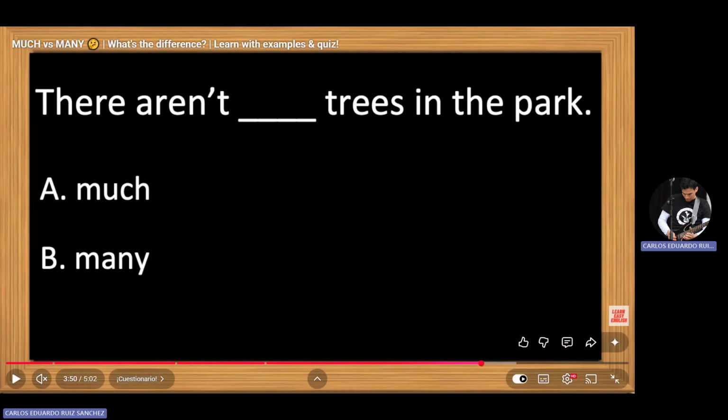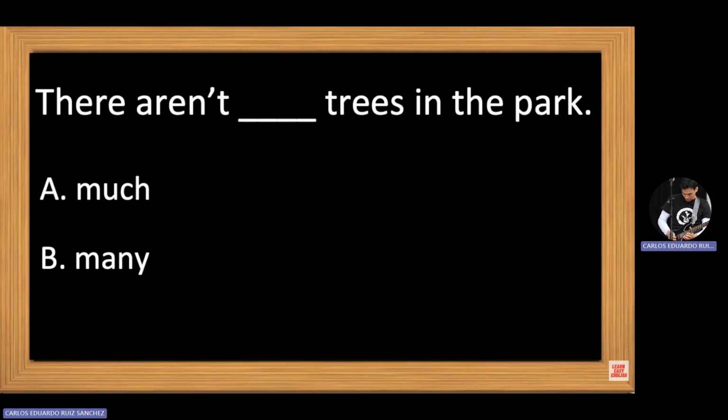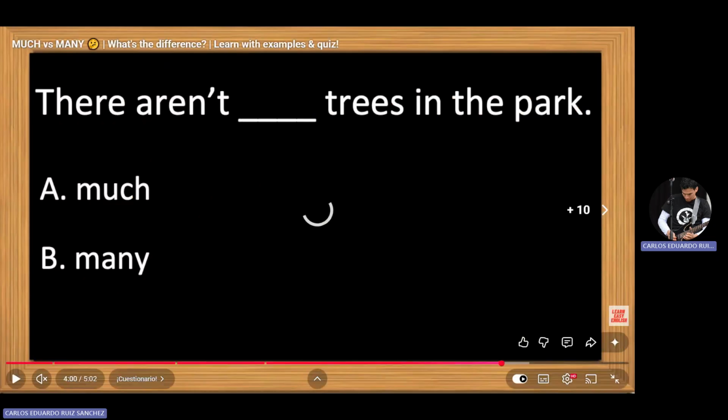There aren't trees in the park. What is the noun here? Park, yes, but trees too. El sustantivo que estamos contando es trees, árboles. Can you count trees? ¿Pueden contar los árboles? Claro que sí. So, the answer is many. ¿Mm?